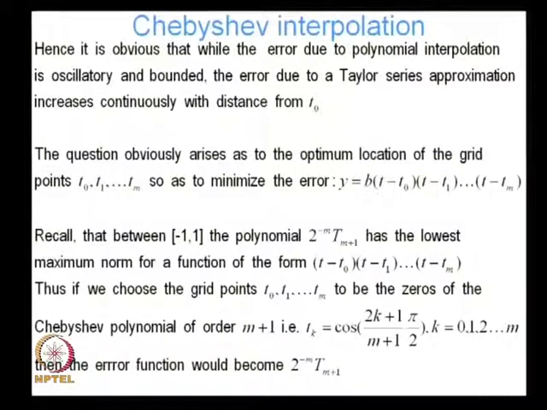It has the lowest maximum norm. Thus, if we choose the grid points t0, t1 through tm to be the zeros of the Chebyshev polynomial of order m plus 1, this being an (m plus 1)th order polynomial, that is, tk are to be these zeros, which we saw earlier, then the error function would become this function, 2 to the power minus m times T_{m+1}.